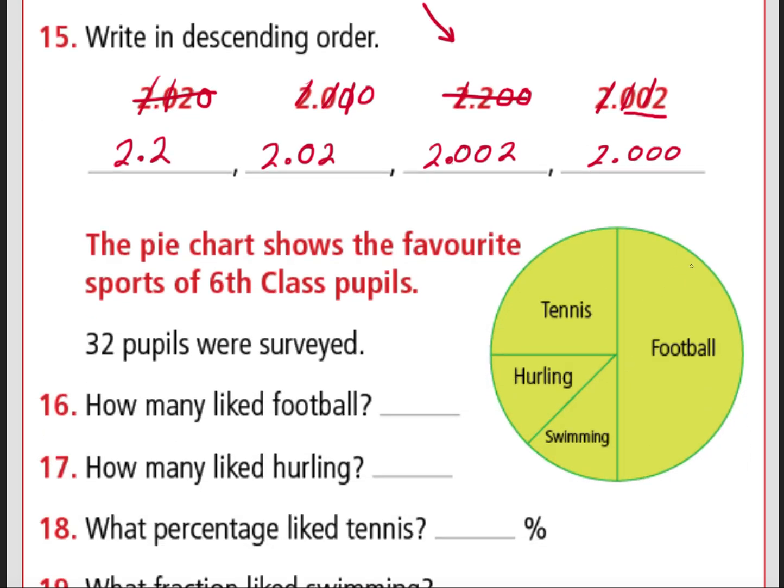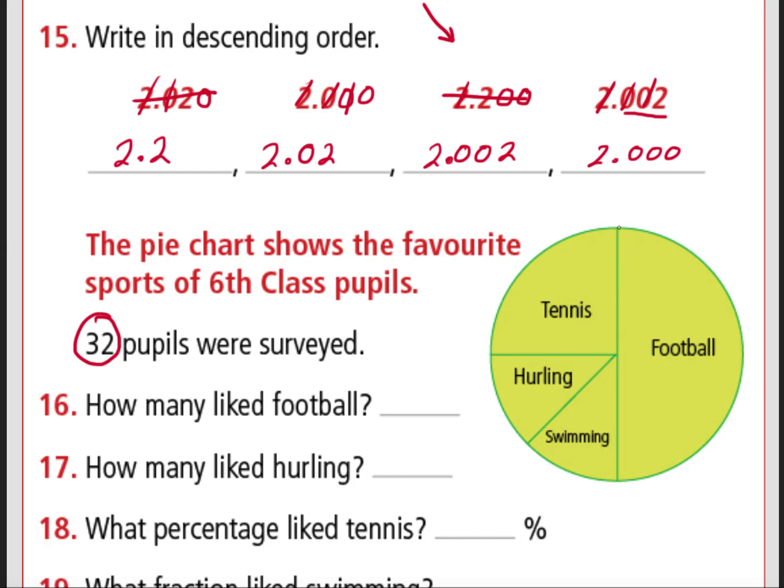Okay, now number 16, well, we'll talk about this first before we go to number 16. This is a pie chart and it shows the favourite sports of 6th class pupils. Now, one very important thing they tell us is that 32 pupils were surveyed or asked what was their favourite sport. So altogether, this whole circle is 32 students.